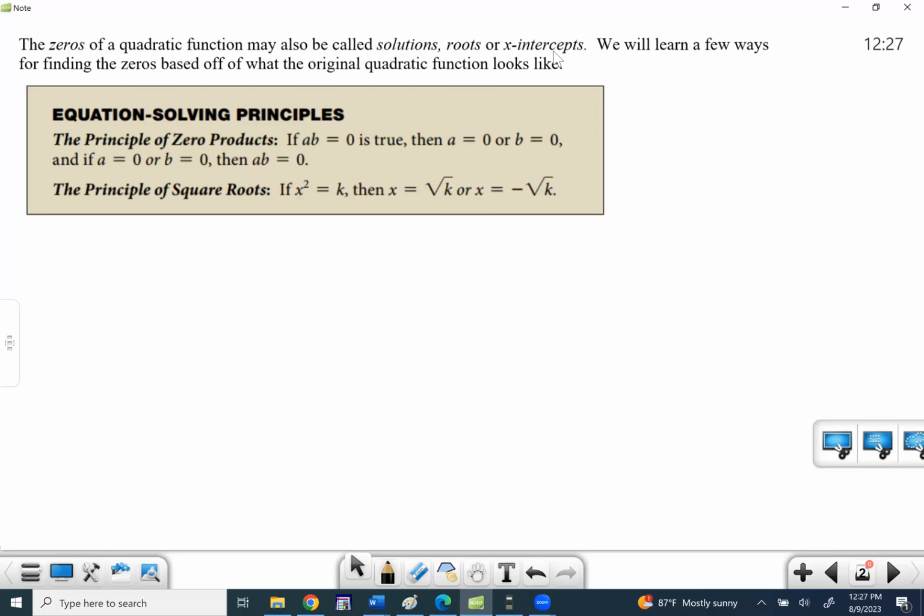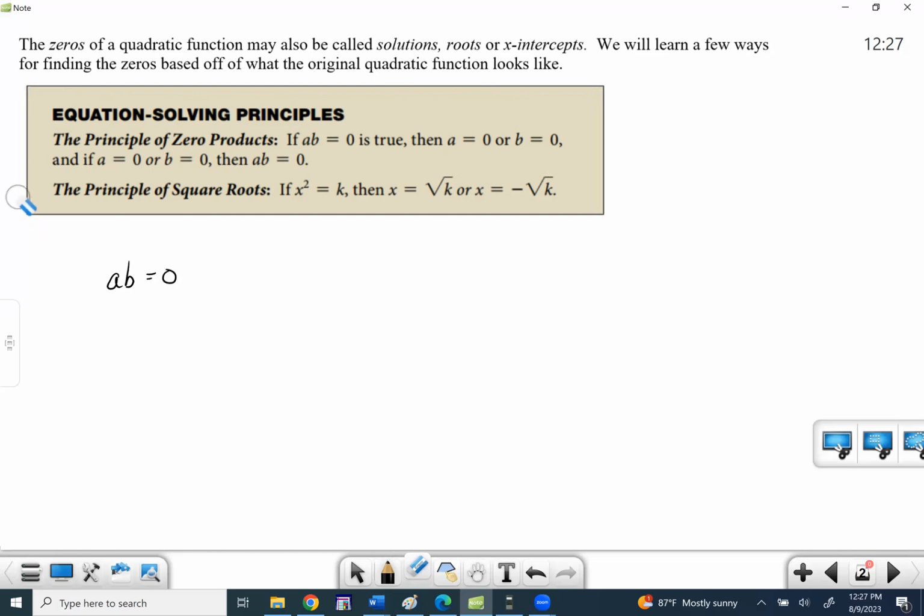Okay. Now, to find these roots, these solutions, the first few examples that we're going to do are going to use these properties or principles here. So the first one is called the principle of zero products, at least in this textbook. In my old one, it was called the zero product property. But yeah, the principle of zero products.